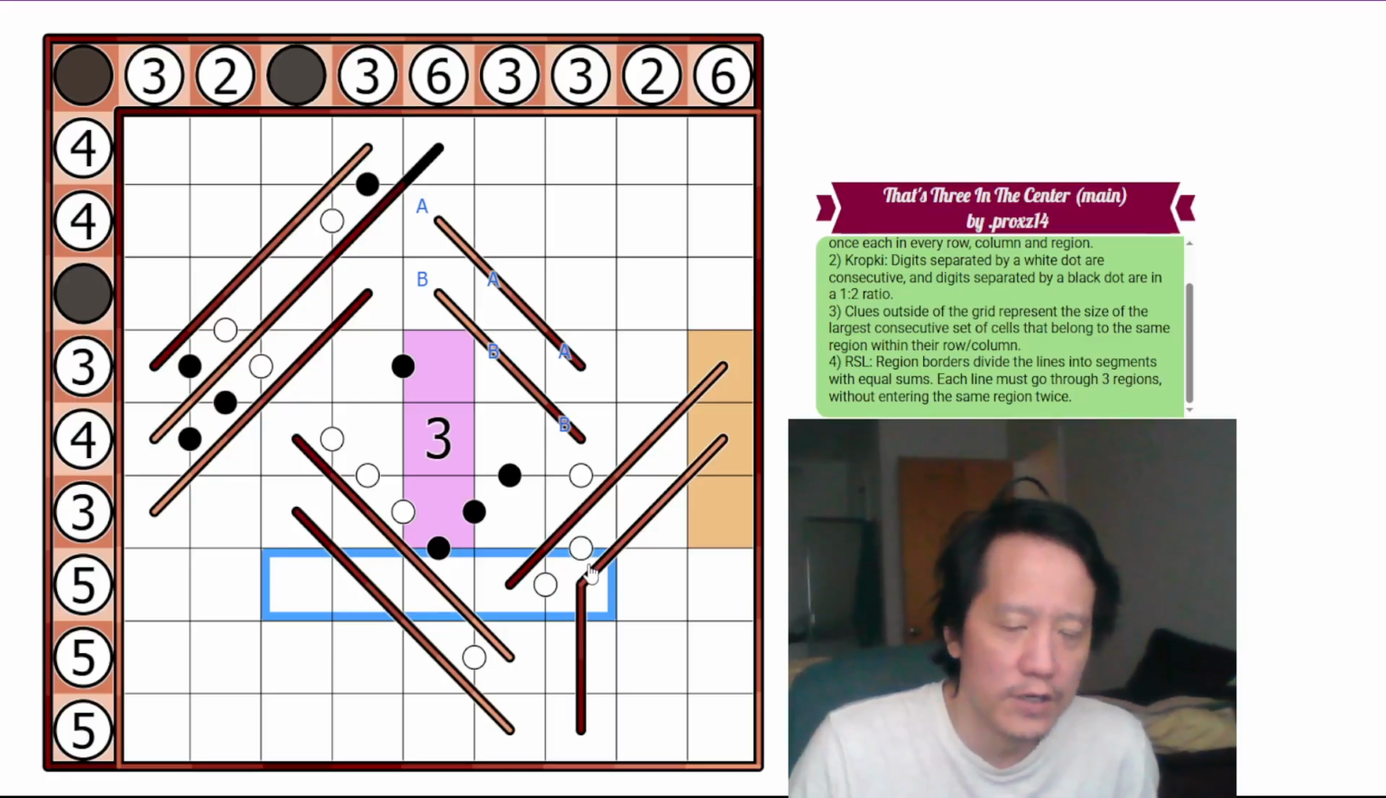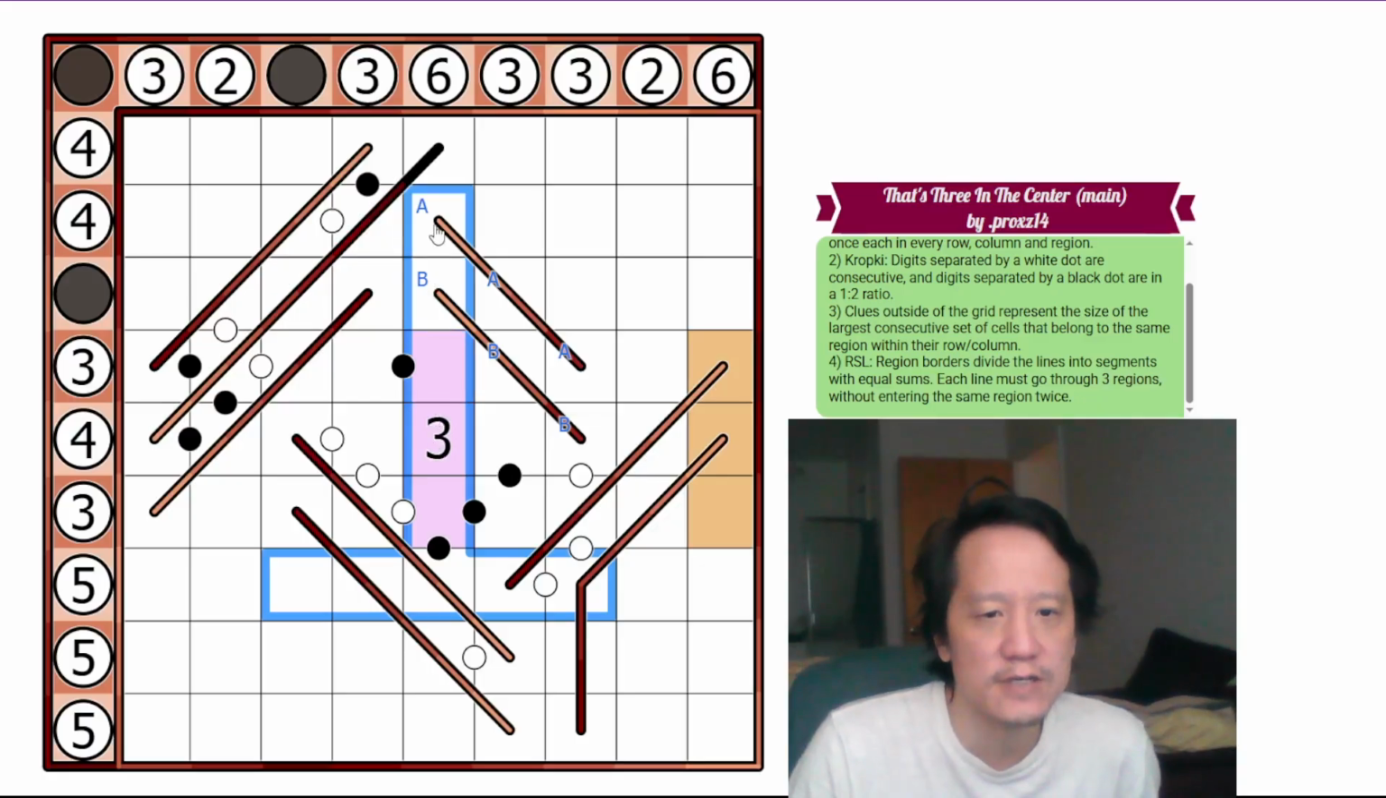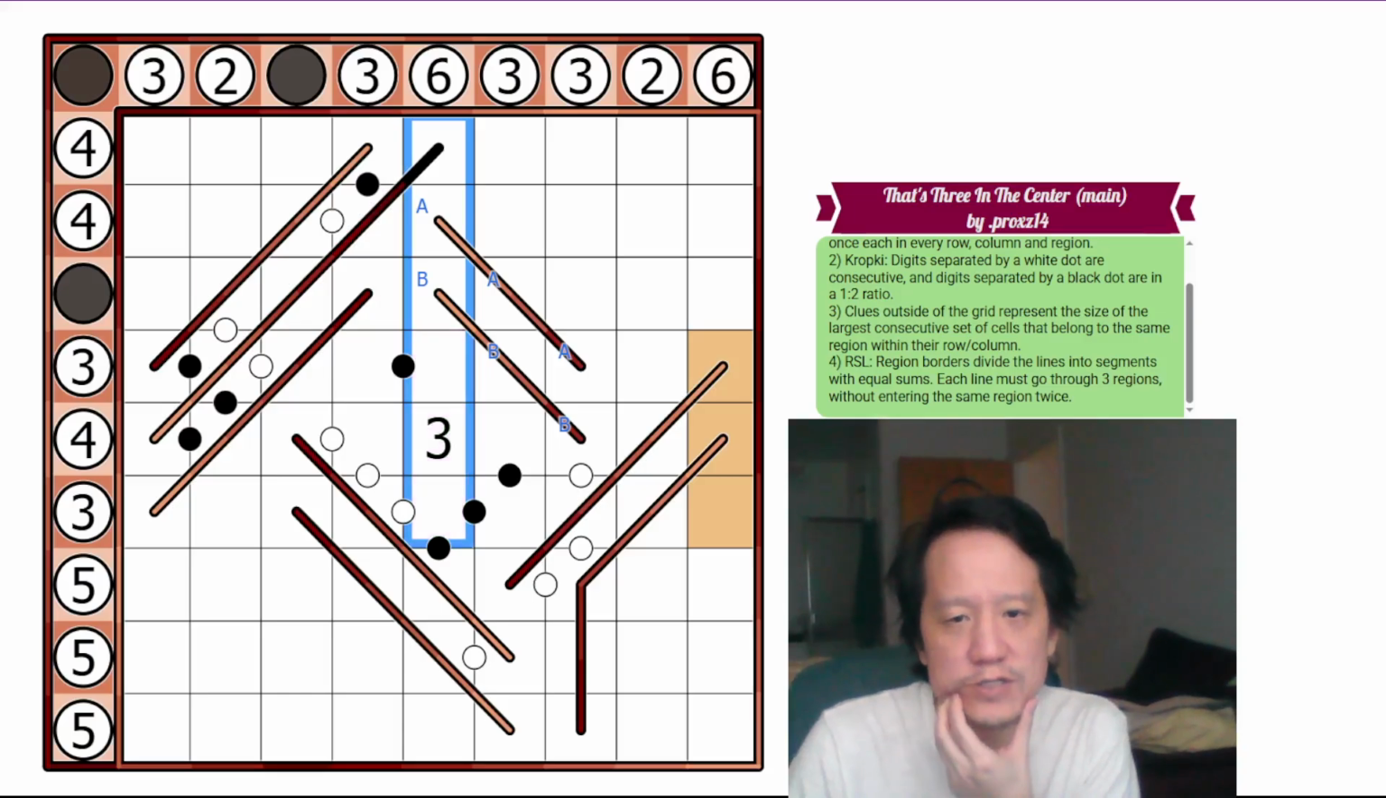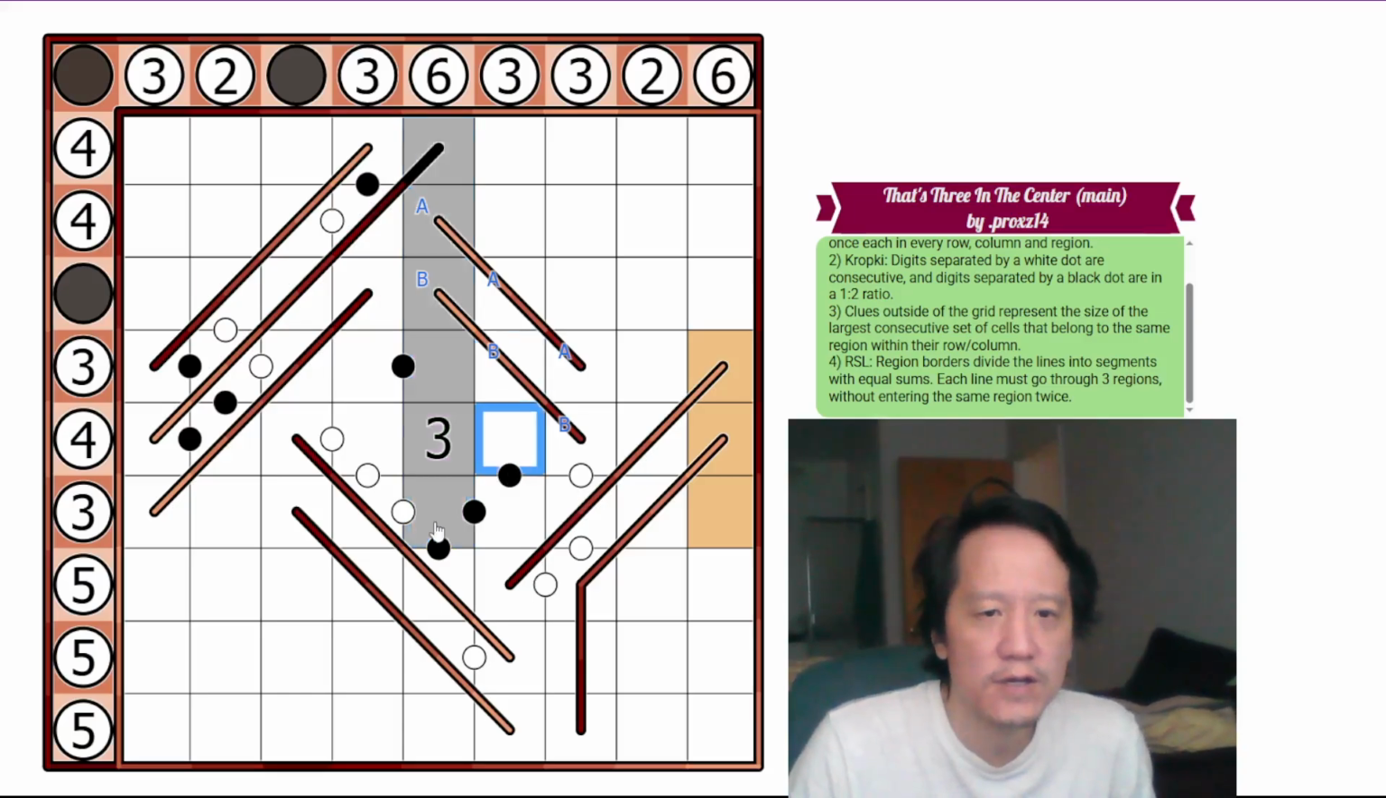Therefore, we know this cannot be pink. If this were pink, that would be 1, 2, 3, 4, 5, 6, 7, 8, 9, 10 at least, guaranteed to be in that region. And the same for all of these. So these are all the same region. So we're going to mark this actually as medium gray. This then is a boundary. So this is a boundary here.